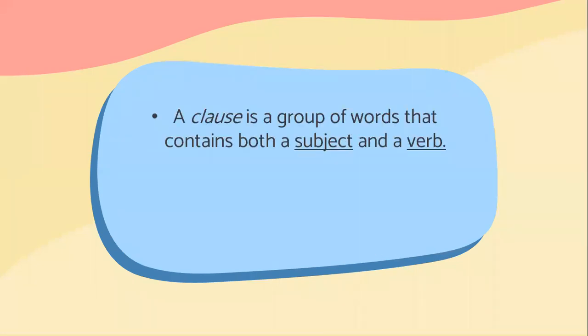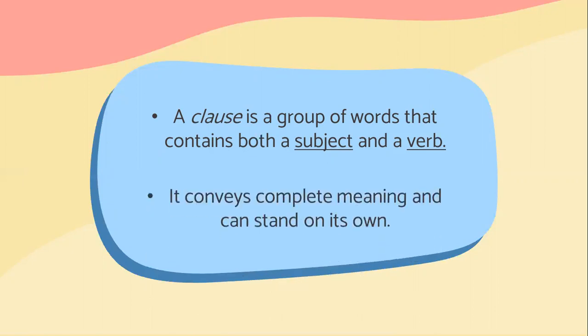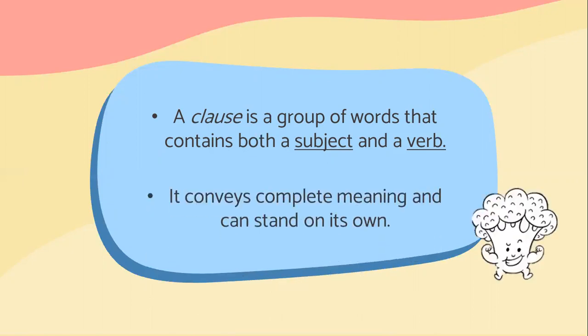Clauses are a bit different, because a clause is a group of words that contains both a subject and a verb. It can convey complete meaning and can stand on its own. It does not need some additional information to complete its meaning. When a clause is given, it sounds like a complete sentence.